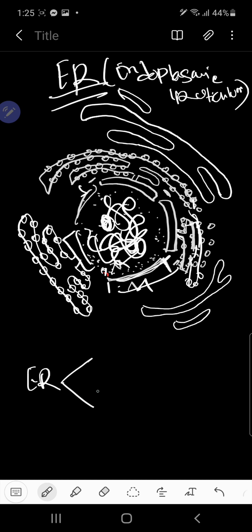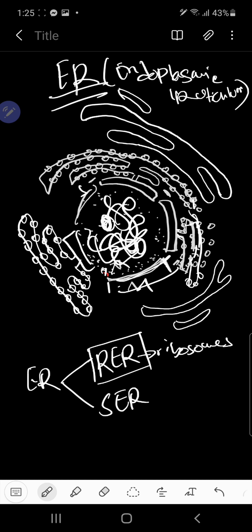There are two types of endoplasmic reticulum. One is the rough endoplasmic reticulum and the other is the smooth endoplasmic reticulum, abbreviated as RER and SER. The rough endoplasmic reticulum is the one which has ribosomes attached to it. An easier way to think about it, as I mentioned in an earlier video, is that ribosomes make the surface rough. The smoothness of the surface is no longer maintained because of the ribosomes, and the smooth endoplasmic reticulum does not have ribosomes attached to it.